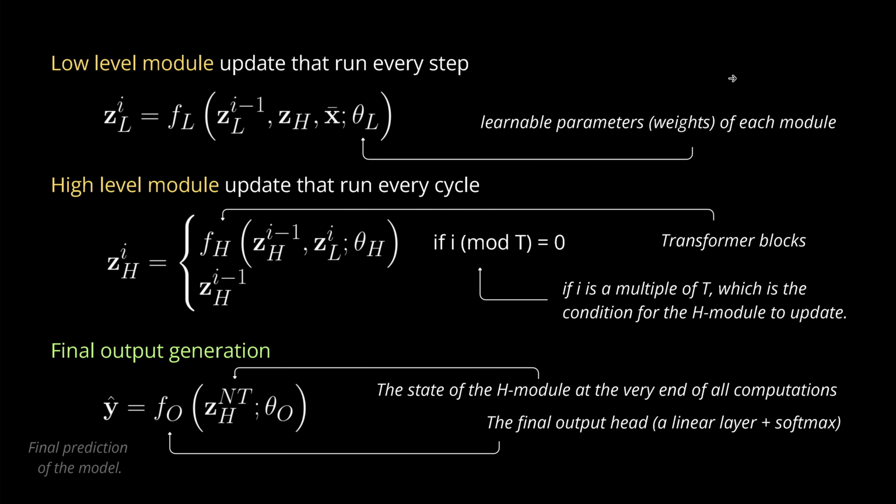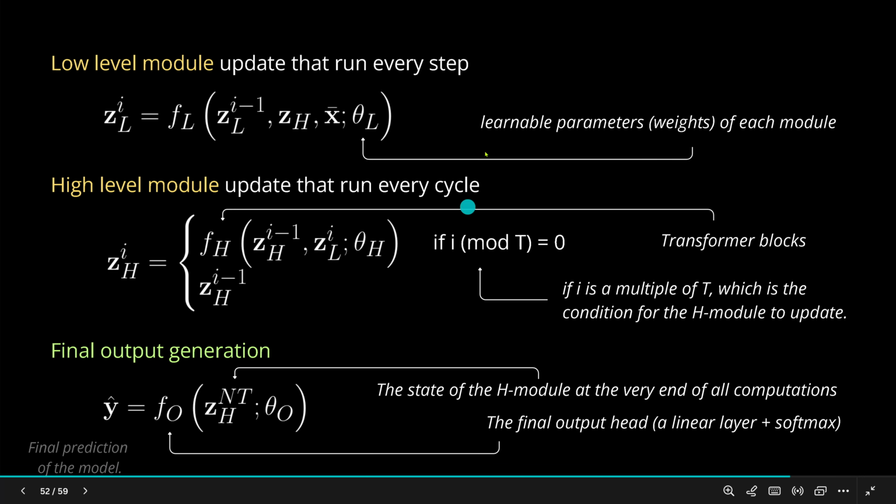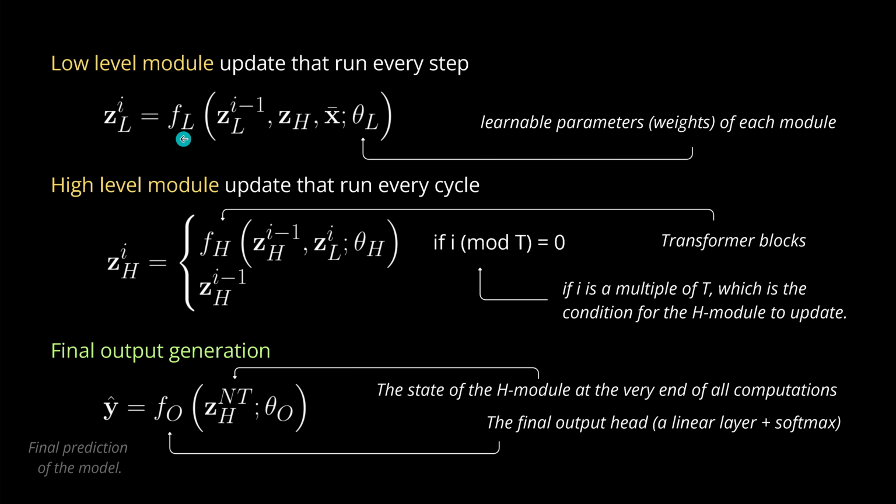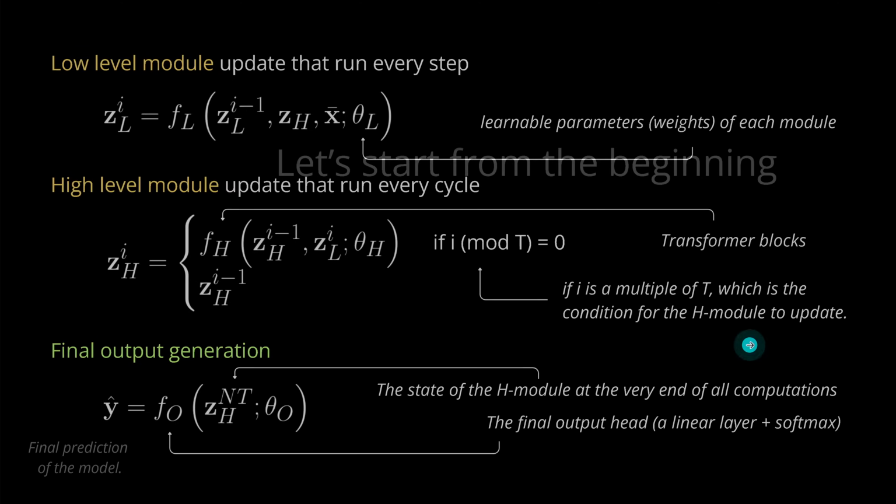If you prefer to see this on a mathematical level, well, the low-level module updates every step, the high-level module updates after every cycle, and the final output generation, we just explained this. This is simply the mathematical notation where I showed you our low-level transformer blocks and our high-level transformer blocks. I've told you that every 10 steps we do have an update process. Otherwise, the high-level module does not come in for 9 steps. And the final output generation, we had to talk about this. Great.